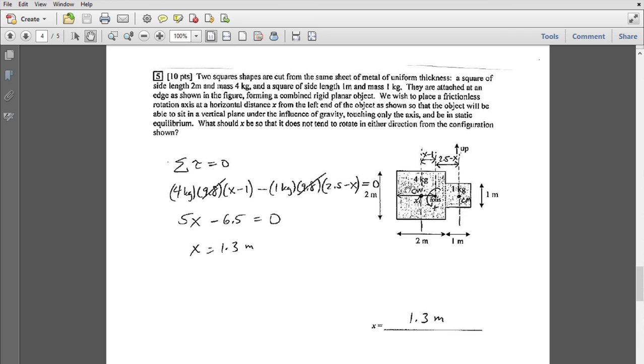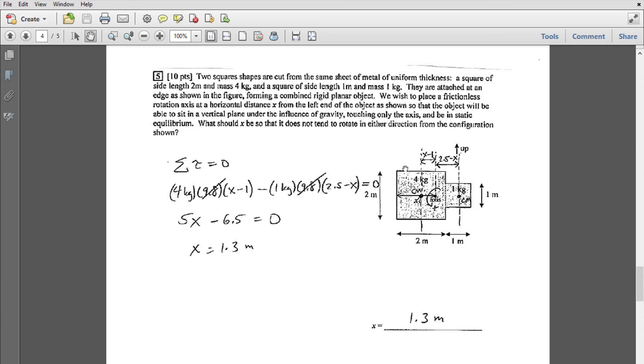If I put my axis too far to the left, it's going to flop downward on the right side. If I put my axis too far on the right side, it's going to flop downward on the left-hand side. Somewhere, if the axis is in the middle, it should be perfectly balanced. That's the point we want to find. And in particular, wherever that axis is, what is the distance to the left end? What should x be so that it does not tend to rotate in either direction in the configuration shown?